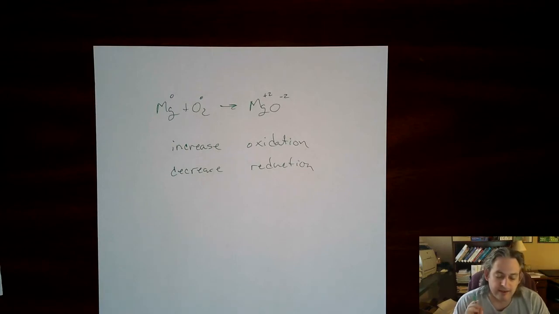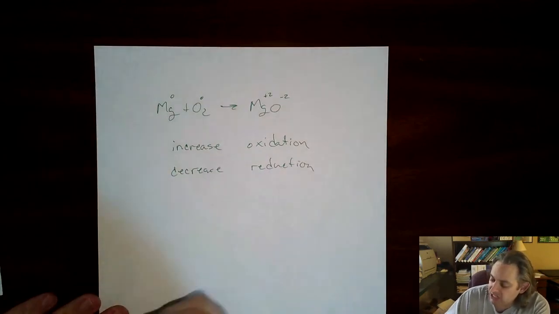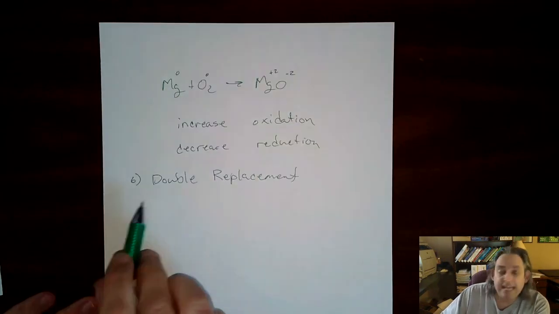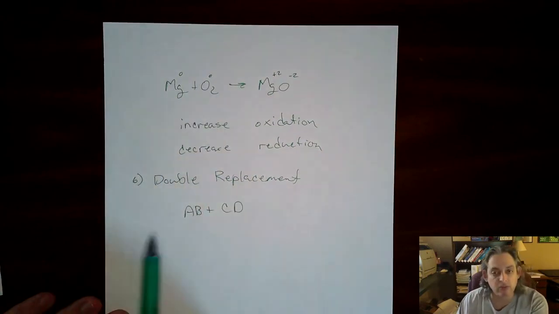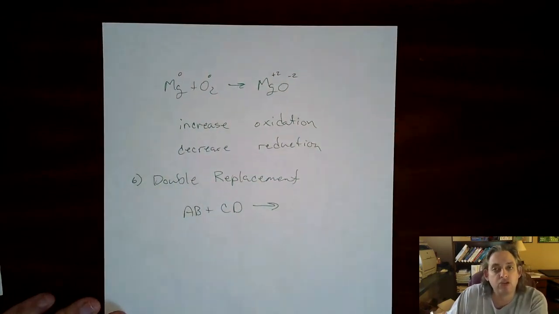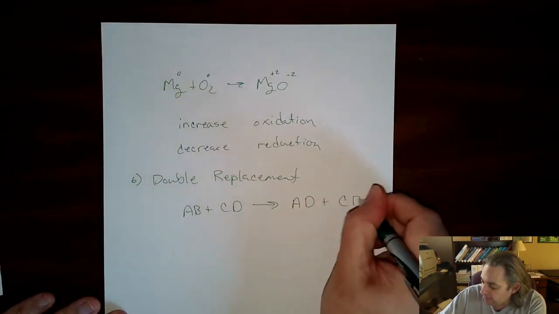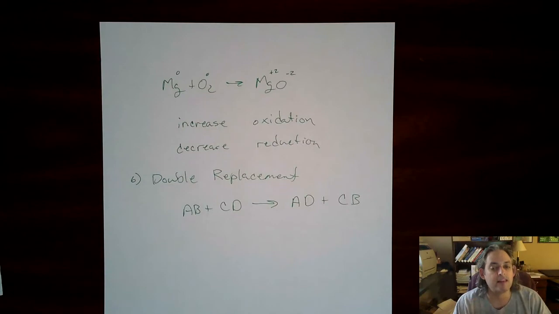Now we have a 6th type of reaction, what we call a double displacement or double replacement reaction. A generic way of writing this, so this would be number 6, double replacement, would be AB plus CD. So this is when we have 2 compounds, AB and CD, reacting together to make 2 new compounds. And so the 2 new compounds would be AD and CB. So whenever we have two compounds combining together to make two new compounds, this is what we would call a double replacement. Now these are not redox reactions.